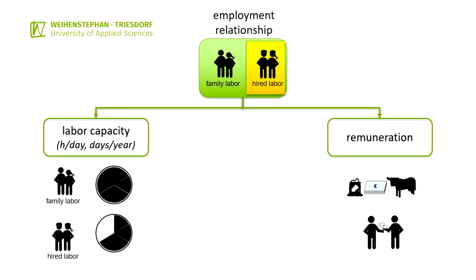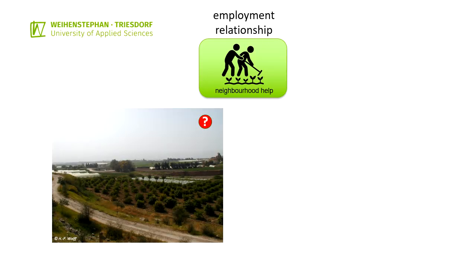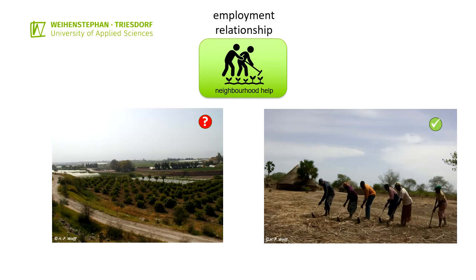A third form is neighborhood help, which plays a minor role in fully market-oriented farming systems, but can make a substantial contribution to the labor balance in market and subsistence-oriented farming systems.